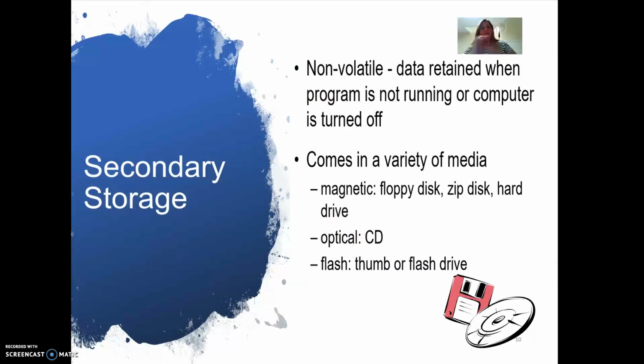So when you talk about secondary storage, we're talking about non-volatile data. That's data that is retrieved when the program is not running or the computer is turned off. So if you want your data to be stored permanently, you have to put it in secondary storage. Remember, we said that RAM is volatile. That makes it not save your data permanently. So when the computer is turned off, the data is lost. So you need non-volatile devices to store the data.